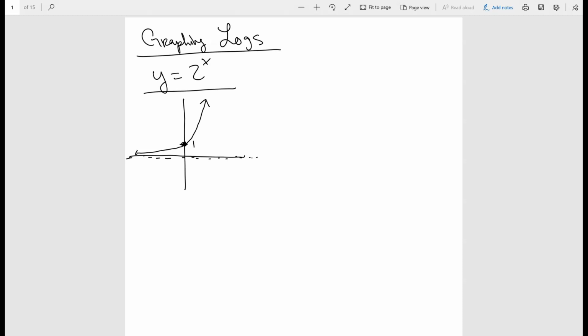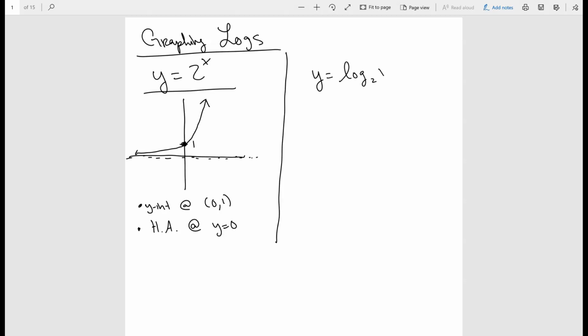So we had a y-intercept at (0, 1) and a horizontal asymptote at y equals 0. That's what we have, along with this growth. So what does the logarithm look like? A log, which is basically the inverse of this, what would that look like?